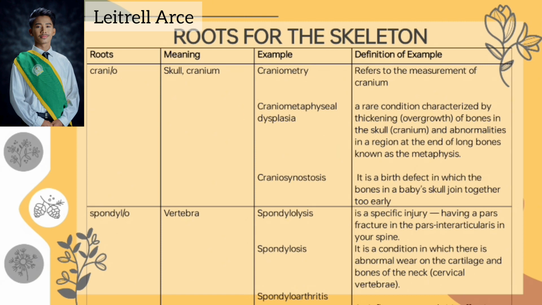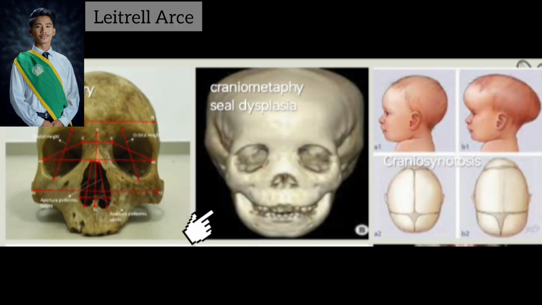So, craniometaphyseal dysplasia is a combination of cranio, meaning skull, meta means beyond, physeal means growth plate, and for the dysplasia, dys means abnormal, and plasia means growth or cellular multiplication. So, craniometaphyseal dysplasia is a rare condition characterized by thickening or overgrowth of bones in the skull and abnormalities in a region at the end of long bones, known as the metaphysis.